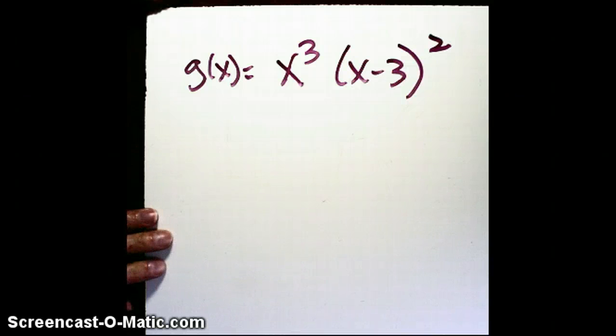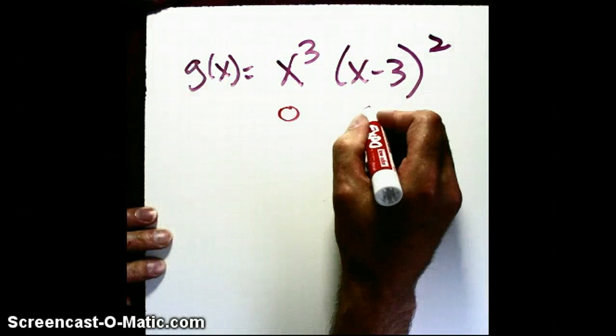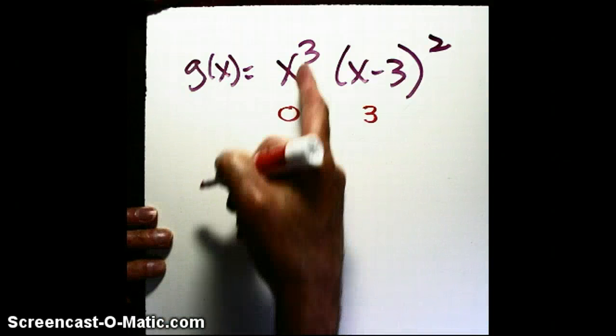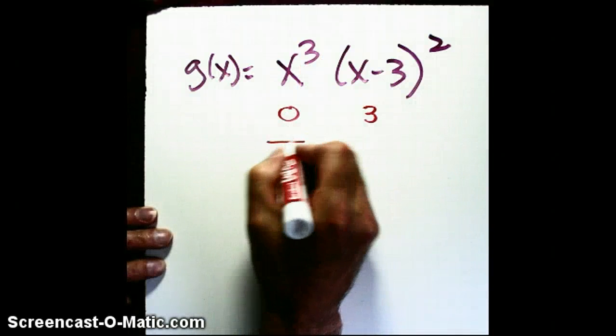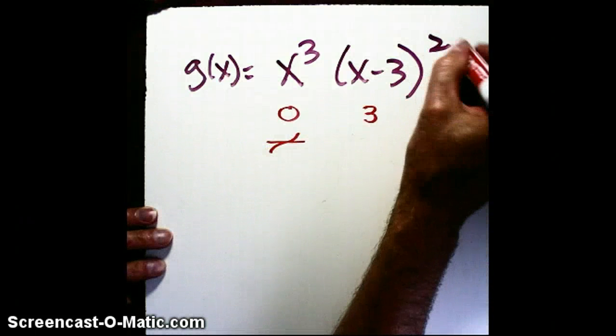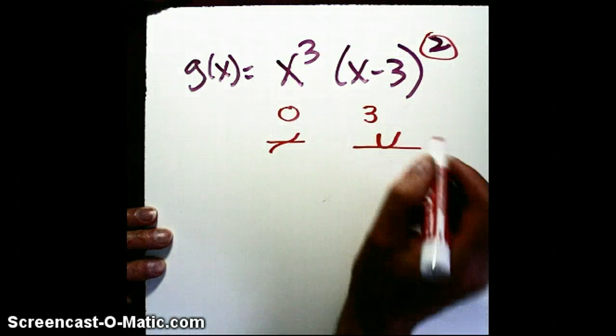So let's do this one. Could you graph this? Well, what are the zeros? That's a 0. Now this is 3 is a 0, but wait a minute, look at the multiplicity. 3, that means it scoots across the x-axis. This is a 2, so that means it turns at that location.